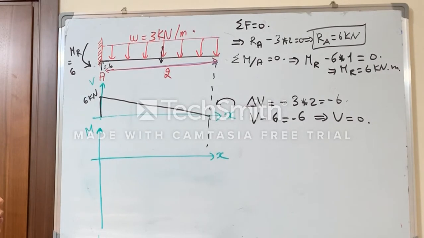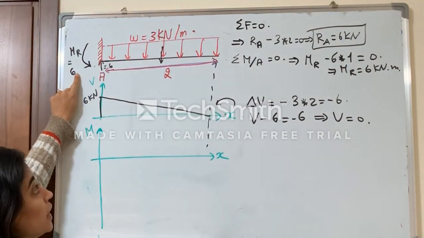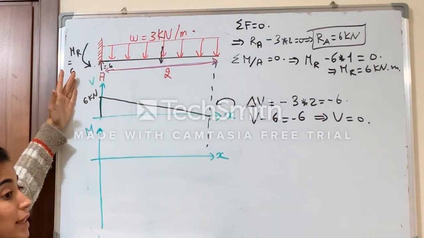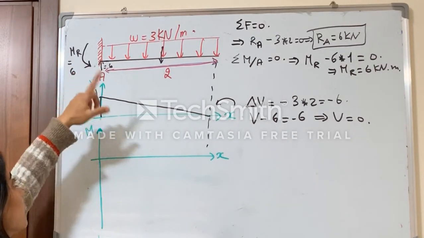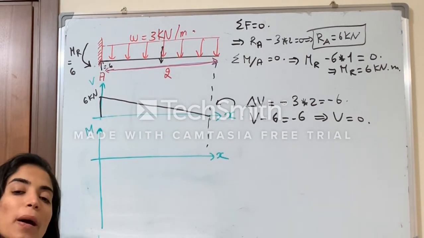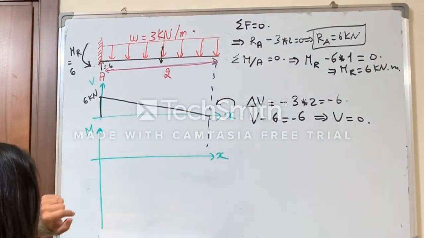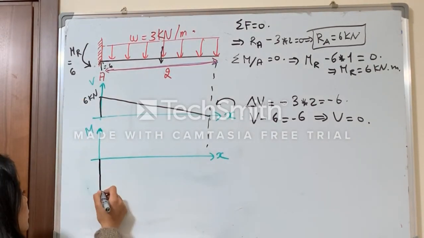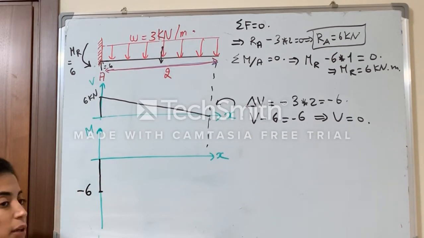The difference here, guys, between this cantilevered beam and the simply supported beam is that M will never start at zero. M will start at the moment reaction, which is equal here to 6. Because at A I have a moment equal to 6, and this moment is counterclockwise. I know from the rules that a counterclockwise moment will drop my moment down by the same value, which means my M will drop down by 6 kN. This means that M is equal to minus 6 at x equal to 0.